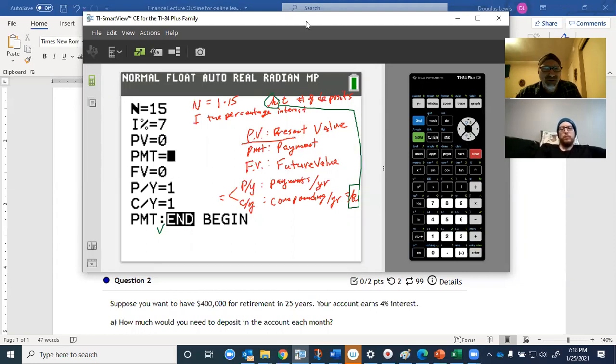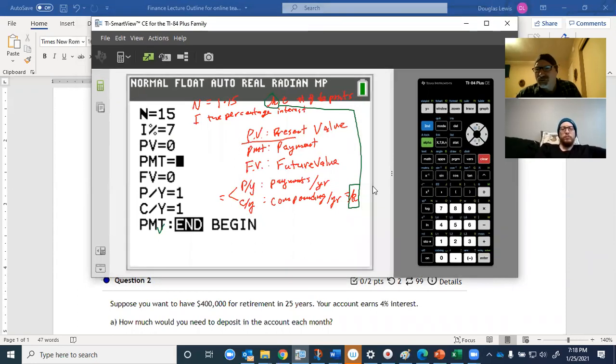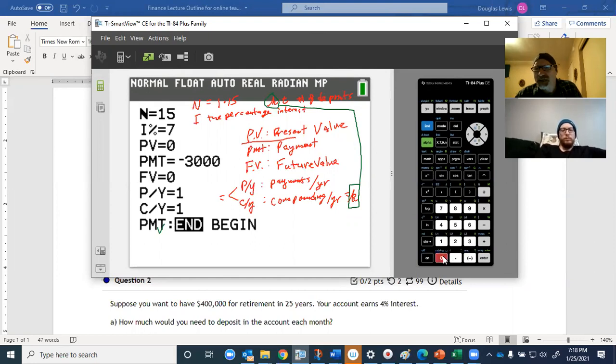What were those? 3,000 per year. So now, since that's money going out, I'm going to say negative 3,000. Typically, our payments are negatives. Payments are typically just negative each time. Now, what's the future value?